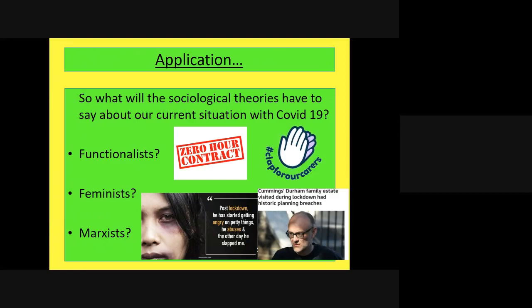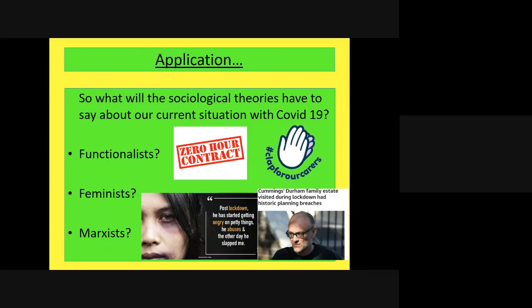You've also got the idea that the media is a source of power as well and maybe presents certain groups in a negative way. You have seen, I'm sure, the images of lots of people going on the beach and the newspapers will show that in a really negative way as a way of reinforcing that you shouldn't be doing that, and look at these masses of people doing the wrong thing. And Marxists would say that's just another form of control.